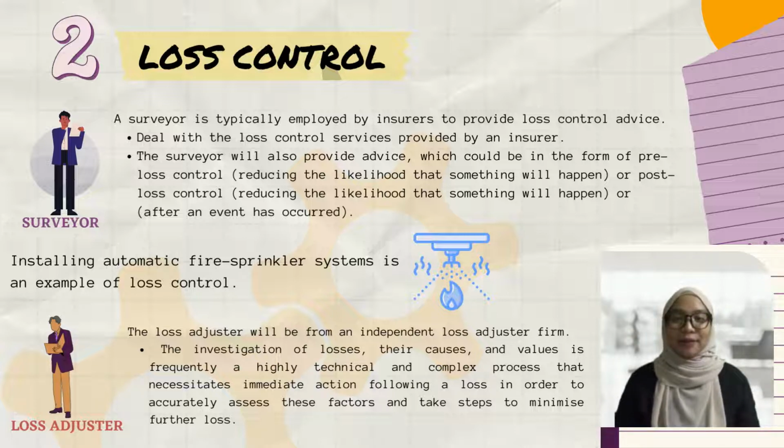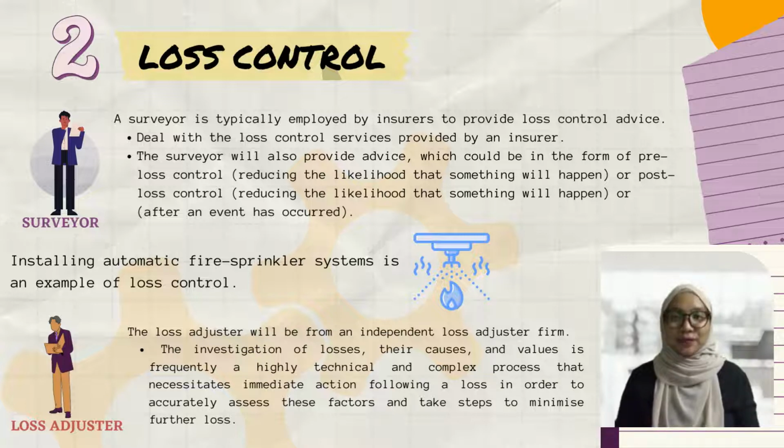The best time to consult a surveyor is during the planning stage of a project. The surveyor can then incorporate features to reduce and control loss. Installing automatic fire sprinkler systems is an example of loss control. However, if loss occurs, the loss adjuster will be responsible for the work.